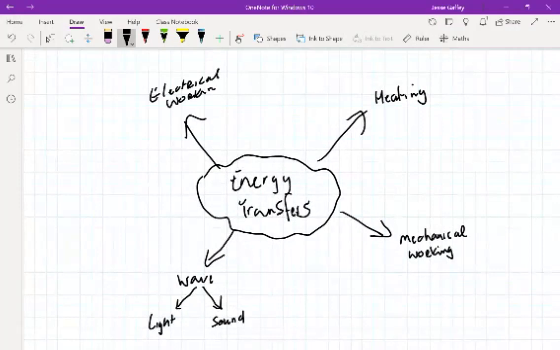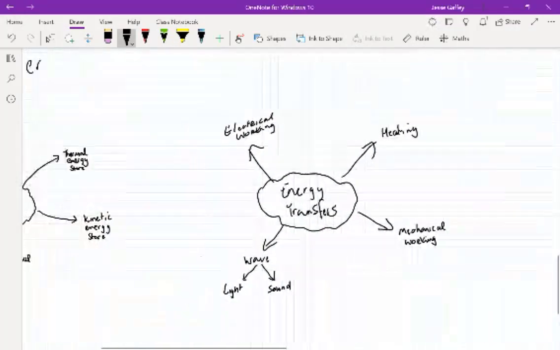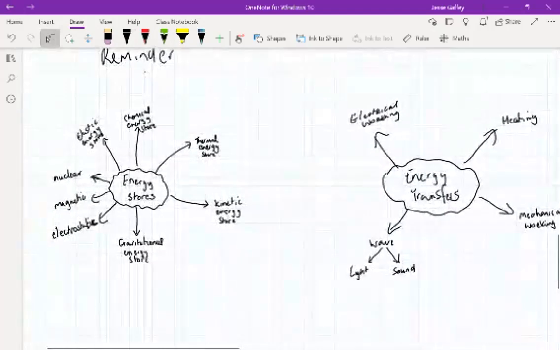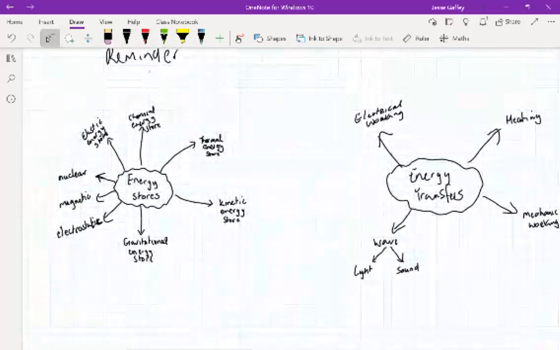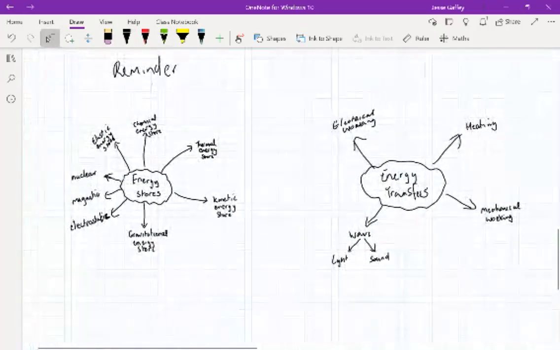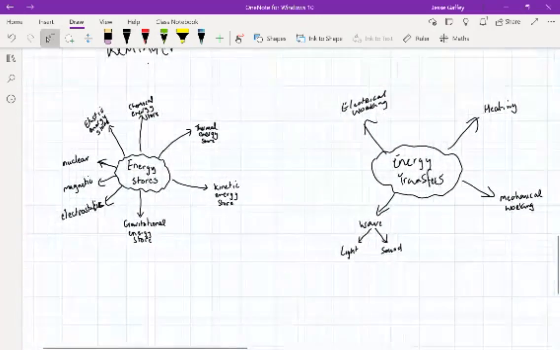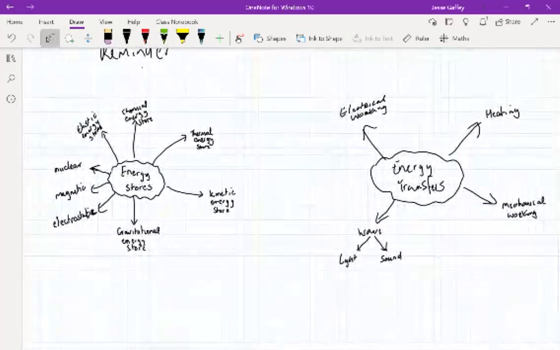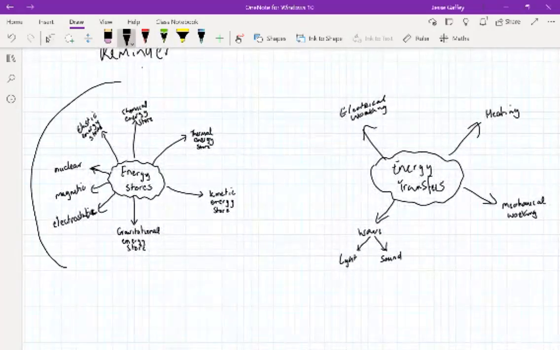Now, a really important thing to note is we've got 2 separate things here. We've got energy stores and energy transfers. If a question, or if somewhere in the future you have to talk about an energy store, if a question asks you about an energy store, it can only be one of these 8 answers. It has to be one of these.